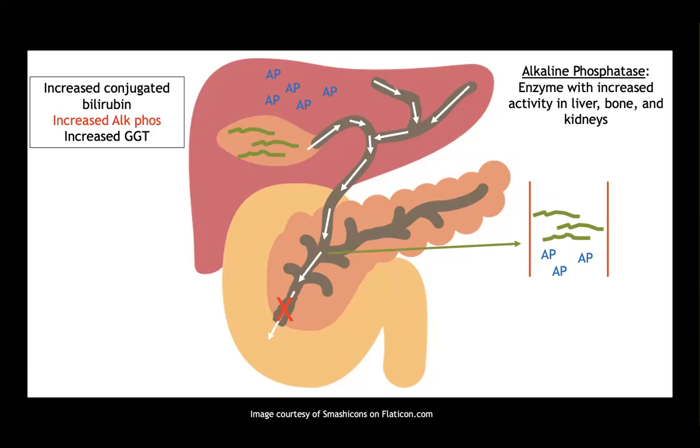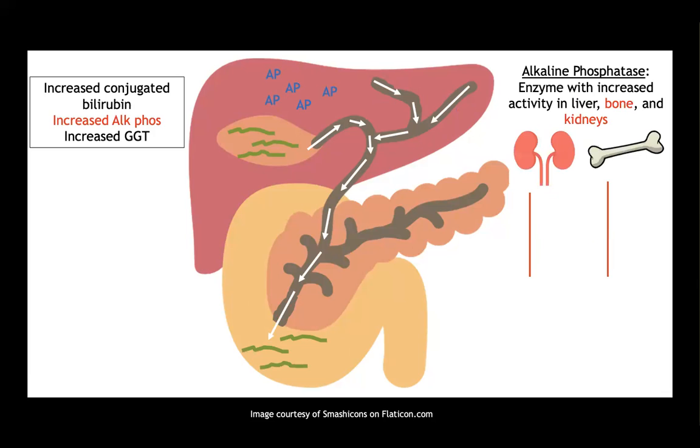Alk phos, just as a reminder, doesn't just exist in the liver, it also exists in the bones and kidneys. So there we just showed you that alk phos can be elevated in obstruction, no doubt, but it can also be elevated if you have some sort of bone or renal pathology. That can cause a lot of alk phos too. So if you see alk phos, don't immediately assume liver. It's good to put that on your differential, but it could also be these other two organs.